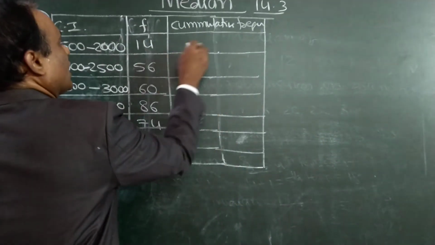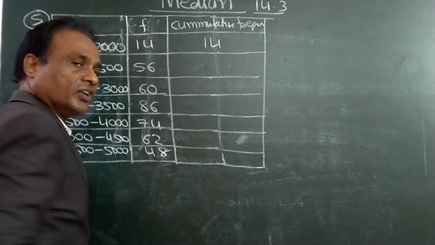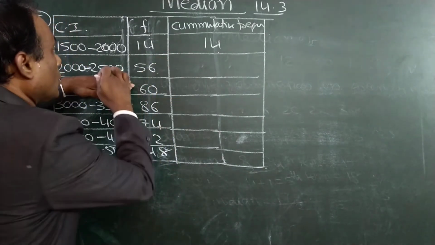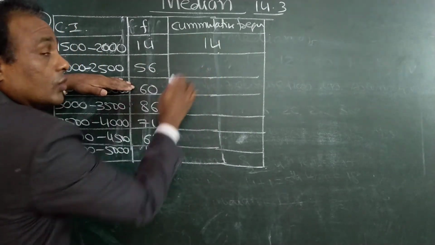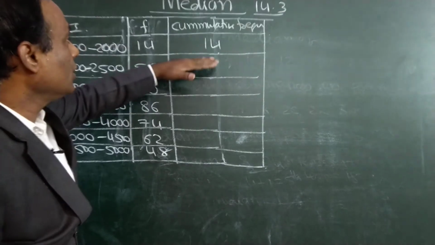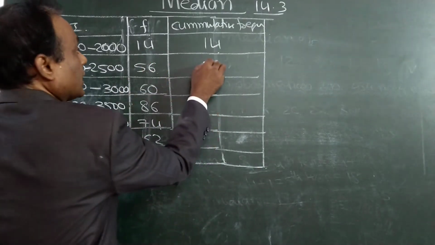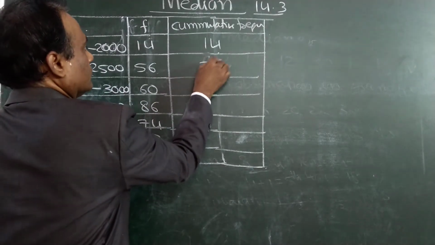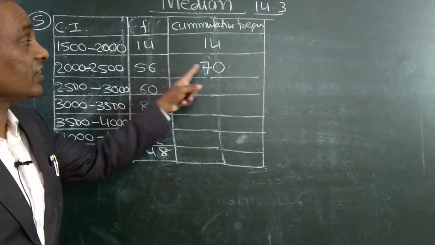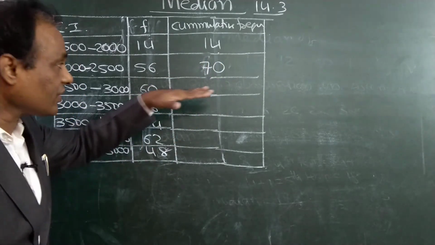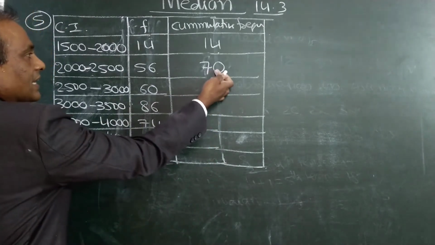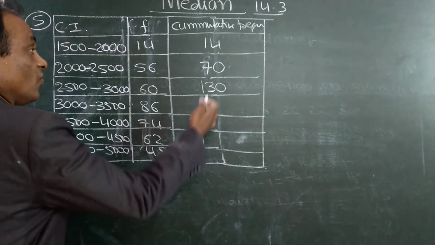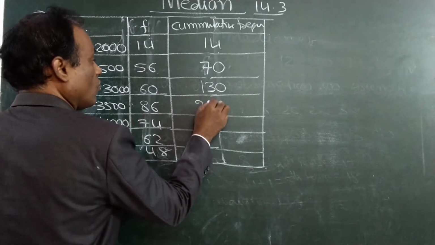See here. First observation is 14. Up to here we have 14 observations. After that, in this class, we have 56 more observations. So up to here, 14 plus 56, total 70. Again adding, cumulative means up to that point we have to add. 70 plus 60 is 130. 130 plus 86 is 216. Is it correct?